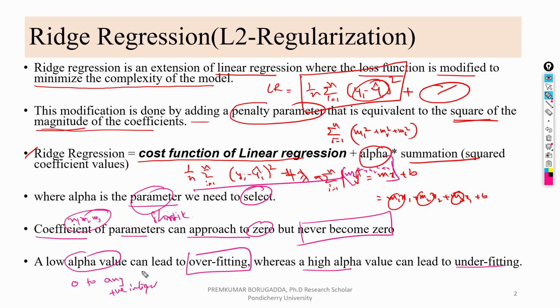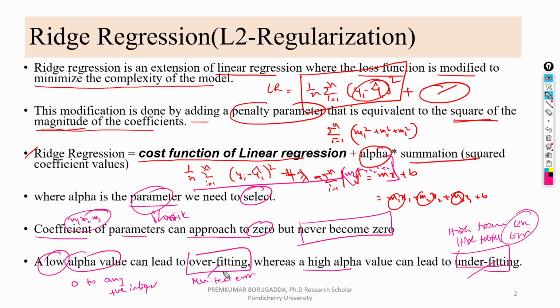If you take a small value, you can get overfitting. Overfitting means training error is low and testing error is high. Underfitting means you get high training error and high testing error, so both errors are high in underfitting.